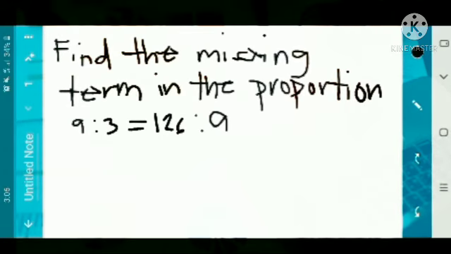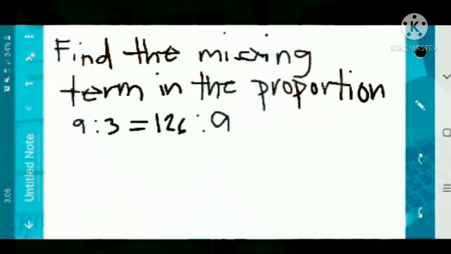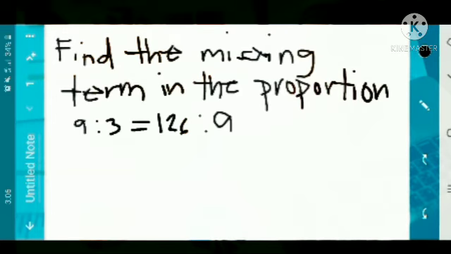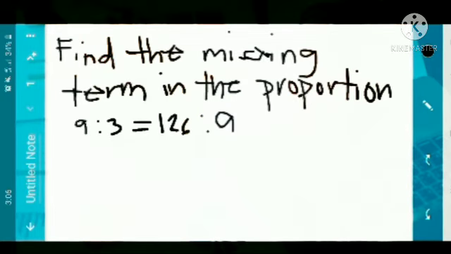Okay, for our next example, we will find the missing term in the proportion. We are given the proportion 9:3 is proportional to a:126:8. As you can see here, yung missing term po natin ay yung 8, no? So we will try to solve for the value of a, that is our missing term.